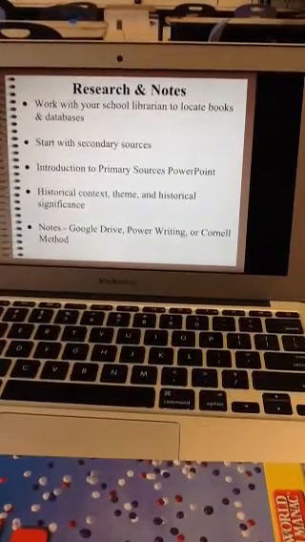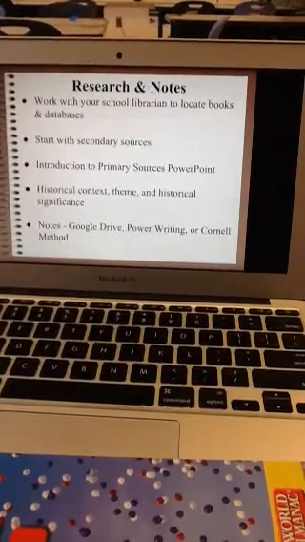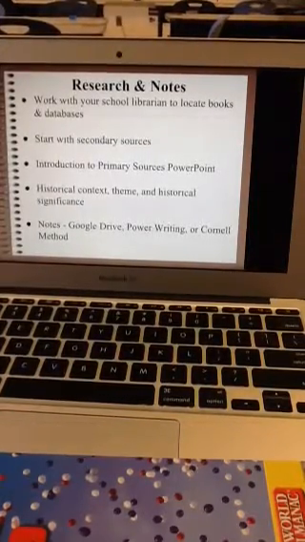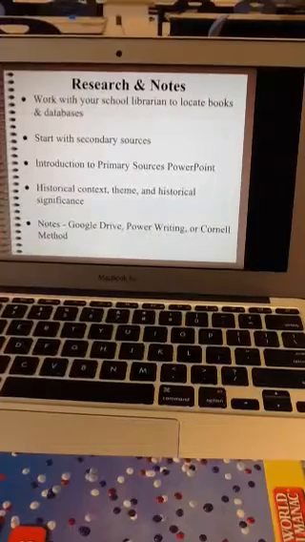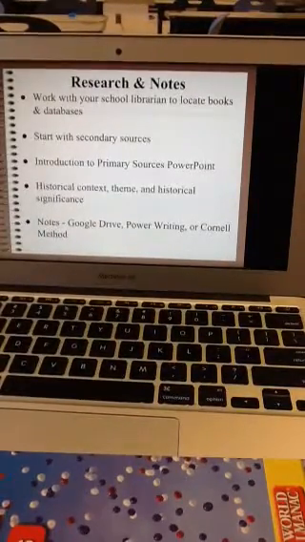Cornell method, most of you probably are familiar with that. It's a question and answers. Students create questions, and they take notes guiding that. So the questions sort of guide their research as well. These are all great ways to support students in their research process as well.